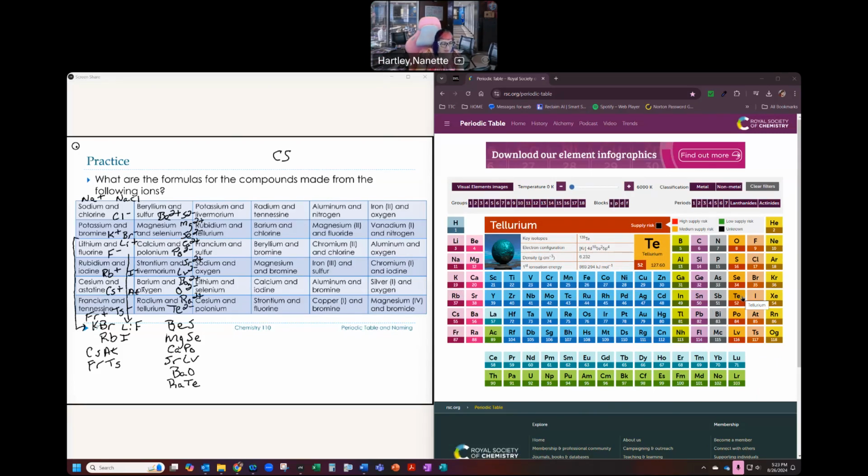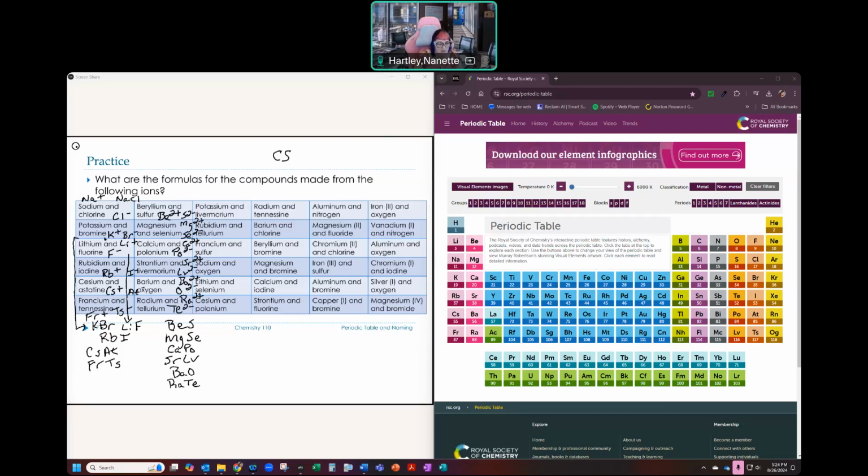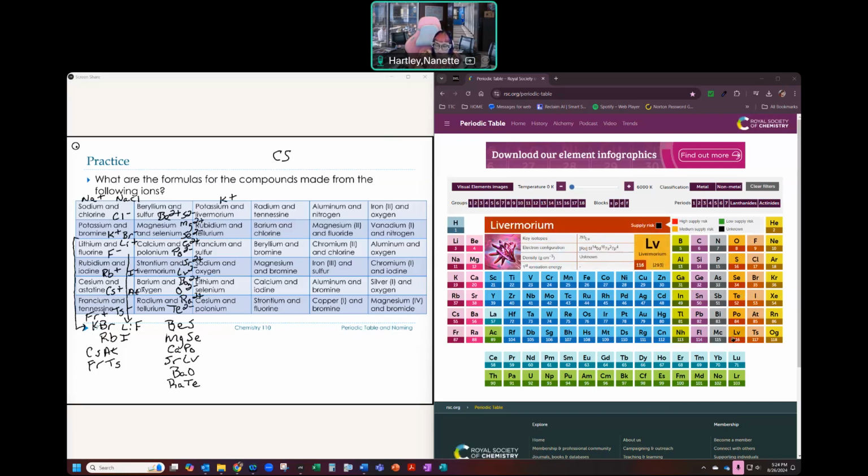Okay, so now we're going to do some combinations with things that we've already worked with. Okay, so we're looking at potassium, which we had over here. So potassium was this guy right here. Remember, he was a K+. So we had him as K+. And then livermorium, we found him right here. He was in this group right here, and he was a 2-, right? So livermorium was here, 2-.